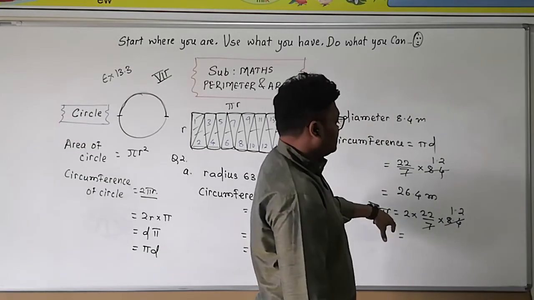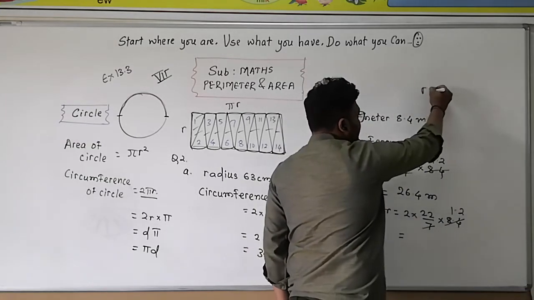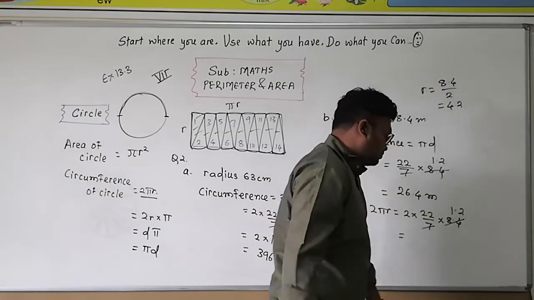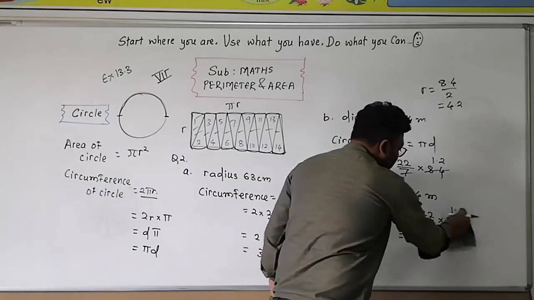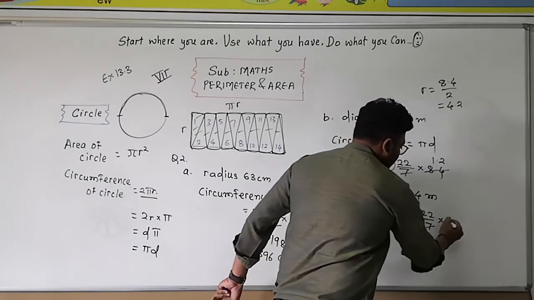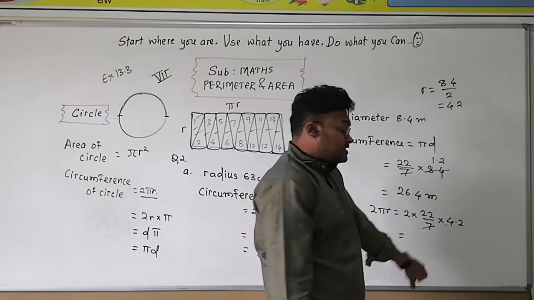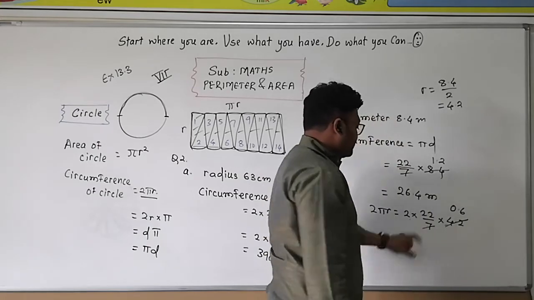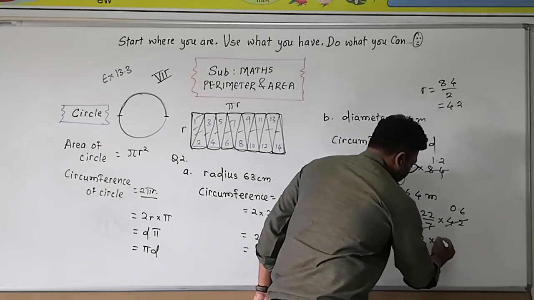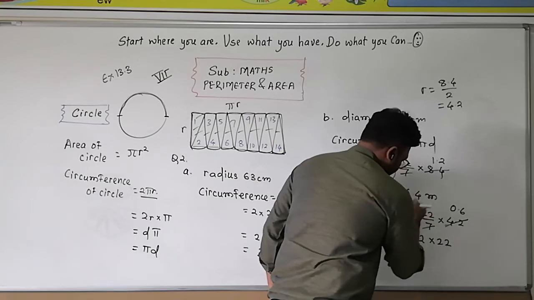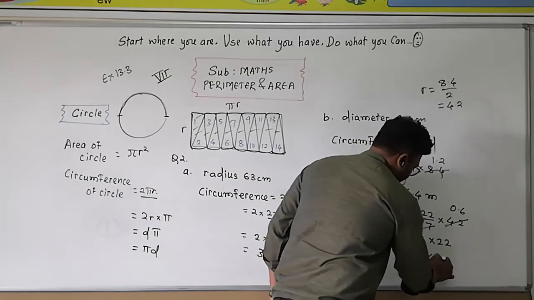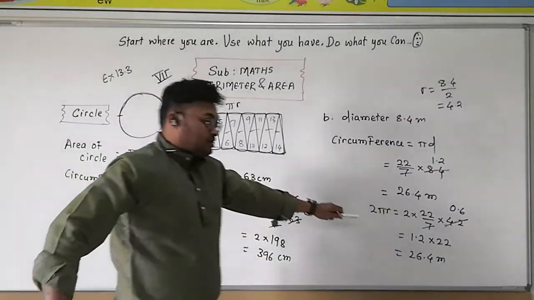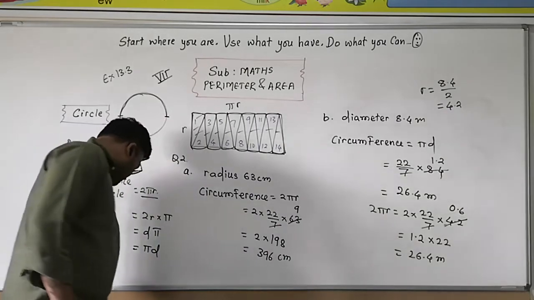The radius is 8.4 divided by 2, that is 4.2. Now take radius 4.2. 7 into 0.6 is 4.2, so 0.6. 0.6 into 2 is 1.2, into 22. And again 1.2 into 22 we have calculated. It is 26.4 meters. So you can solve in both ways: you can solve as 2 pi r, and you can solve as pi d also.